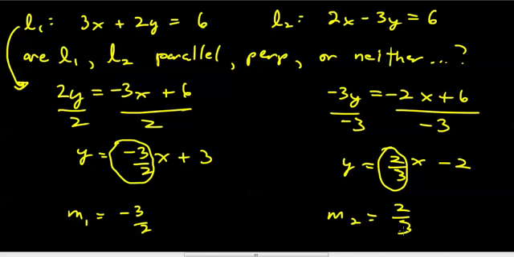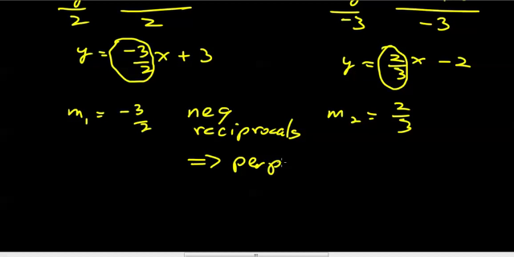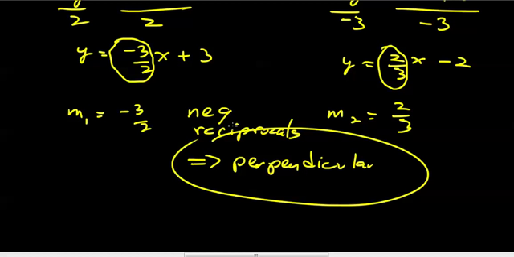And we can easily see now that these slope values are negative reciprocals, negative and reciprocal of each other. And of course, if your lines have negative reciprocal slopes, then they are perpendicular. That'll be the final answer there.